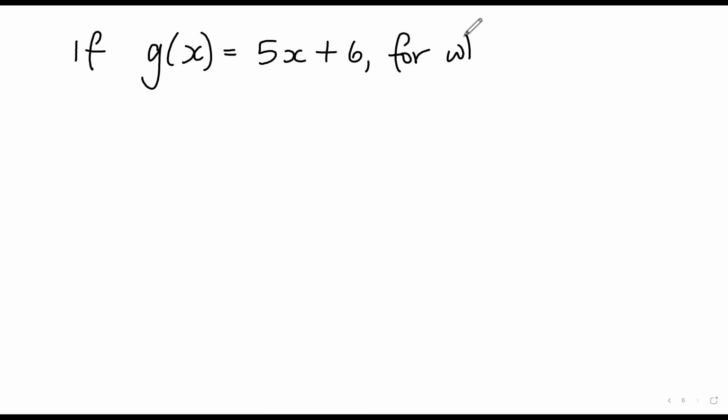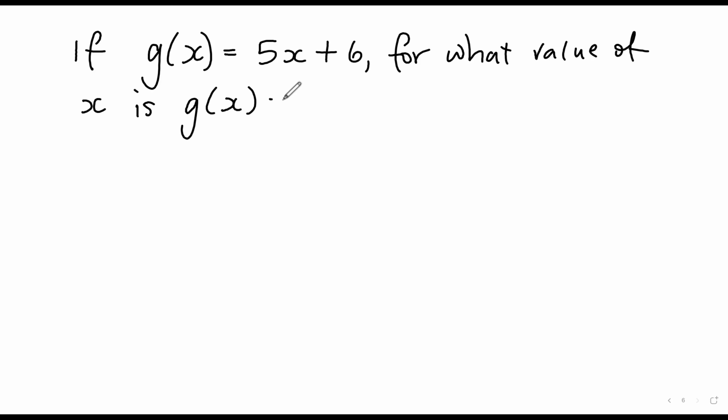for what value of x is g of x equal to 41, right? So in all of these we had what x was, and we needed to find what in this case g of x is equal to. But here I am asking you, what is the value of x when g of x is equal to 41? So all you do, girls, we already know the expression for g of x.